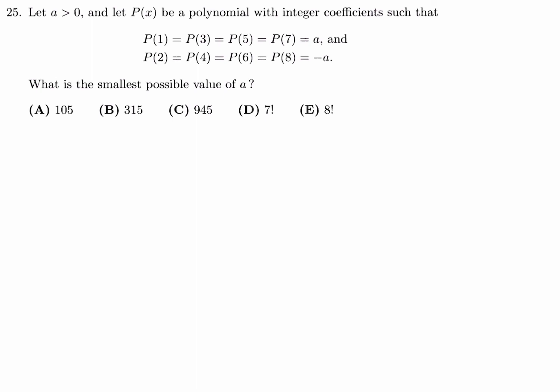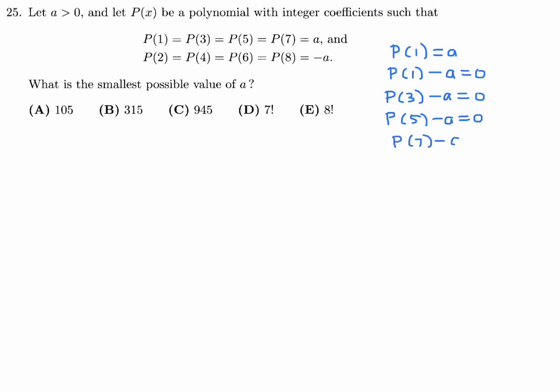Well, one thing I immediately notice is that if you were to take each of these, for example, P at 1 is equal to A, and if you rearrange that, it just means that P at 1 minus A is equal to 0, correct? And very similarly, you can do that for every one of those. P at 3 minus a is equal to 0. P at 5 minus a is equal to 0. And P at 7 minus a is equal to 0.